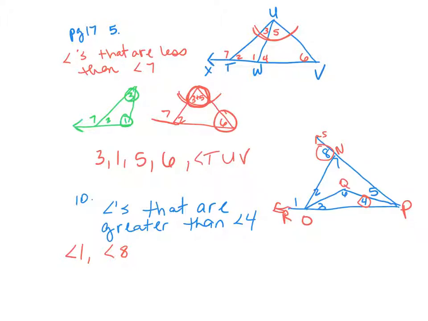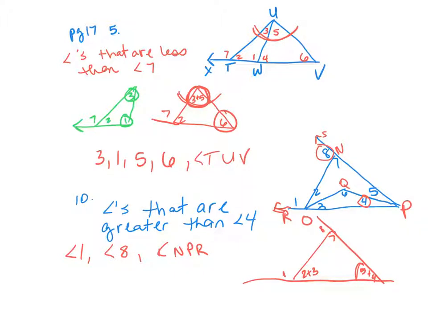Got it? Now, the hard thing to see, and I will do this, what other angle is bigger than 4 that we haven't mentioned? NPR. Well, NPR includes 4 and 5, so it has to be bigger than 4 because it has a 5 added to it. Look where it is. It's right here. I'm thinking too hard about this.